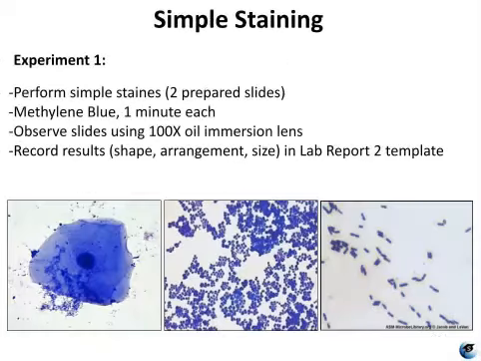For experiment 1, you're going to do 2 simple stains. You'll be doing this on slides that have already been prepared, so the bacterial smears were made and the cells have been heat fixed. Then all you have to do is add the stain, time it for a minute, and then rinse it, blot it dry, and you can view it. You want to observe these slides and record your results in the lab report template.